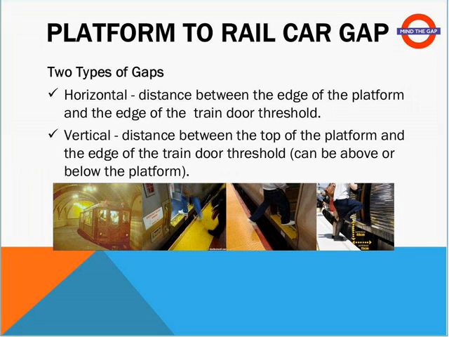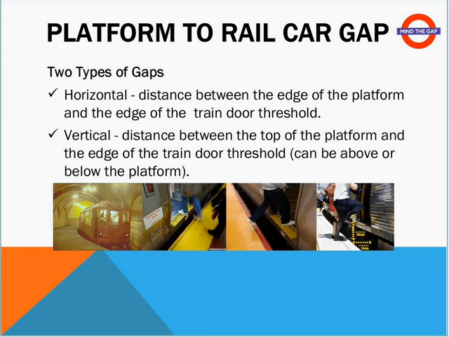Let's look first at the platform to rail car gap. In the right-hand corner, you see the famous London Transport symbol, Mind the Gap, which is probably the most famous anywhere in terms of platform to rail car gap safety. There are two types of gaps. There's a horizontal gap, which is the distance between the platform and the edge of the train door threshold.